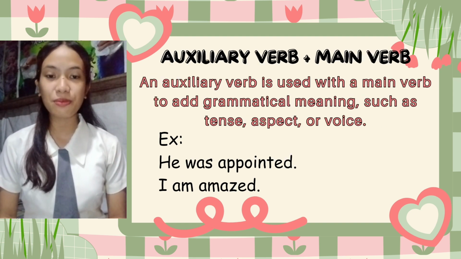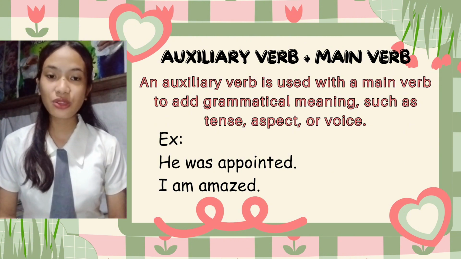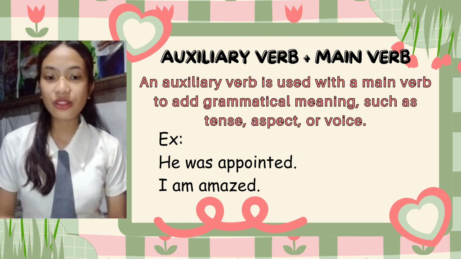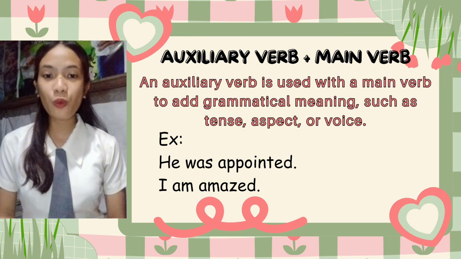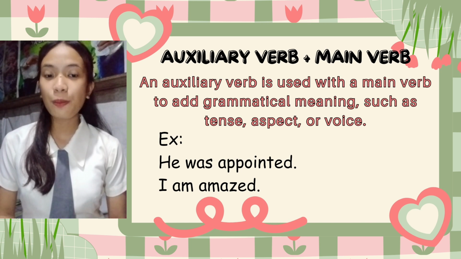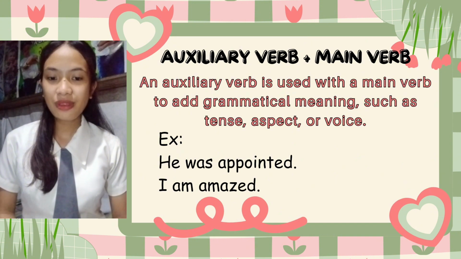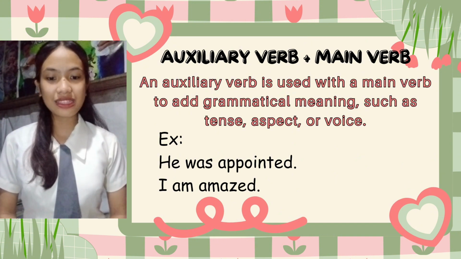Second, auxiliary verb plus main verb. An auxiliary verb or the helping verb is used with a main verb to add grammatical meaning such as tense, aspect, or voice. For example, he was appointed. Was, an auxiliary verb, indicates the passive voice, and appointed is the main verb. I am amazed. Am, an auxiliary verb, indicates a state of being, and amazed is the main verb describing that state.